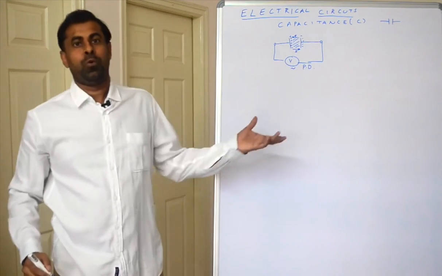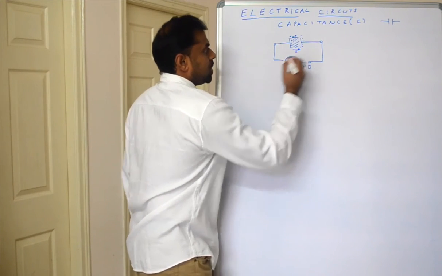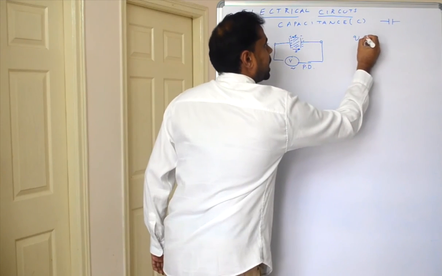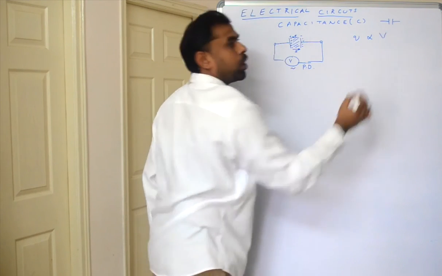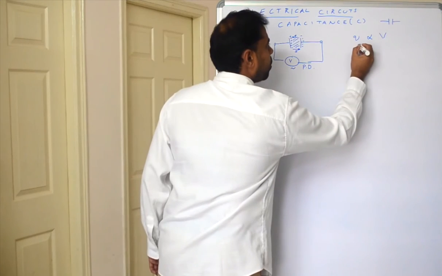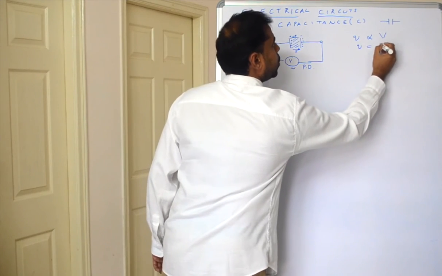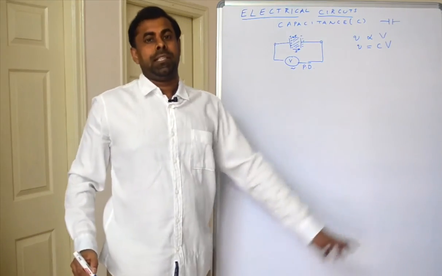So some current flows. The amount of charge developed across the plates is directly proportional to the voltage or potential difference applied. So if I apply the constant of proportionality, Q is nothing but CV. C is known as capacitance.